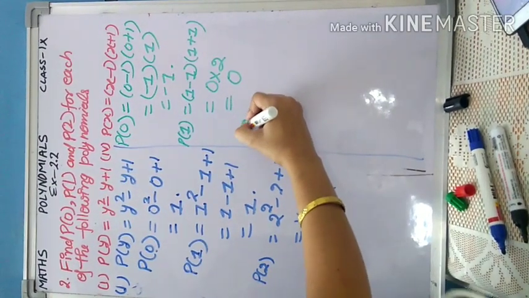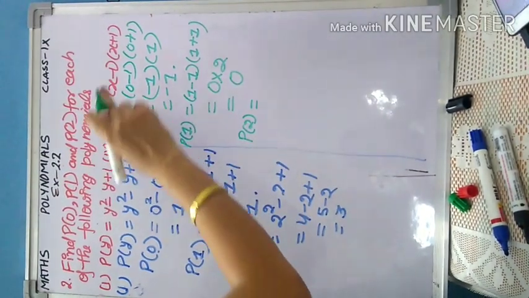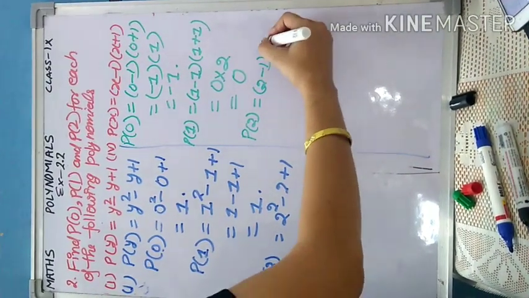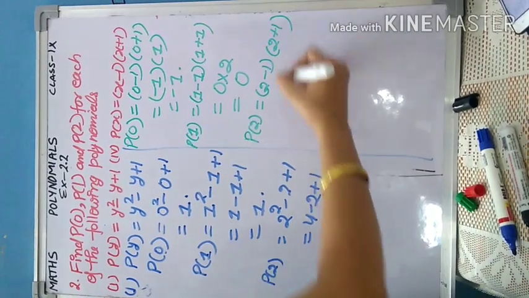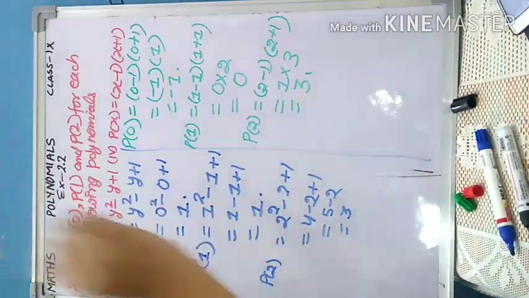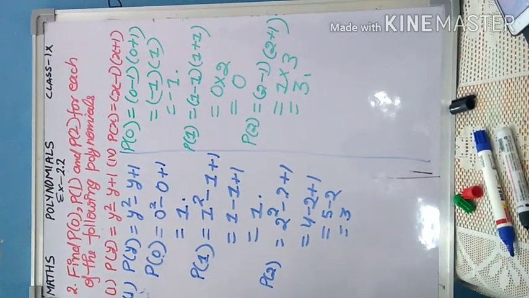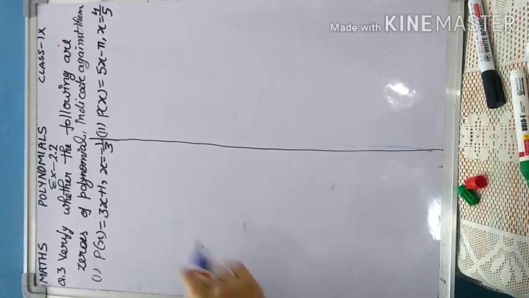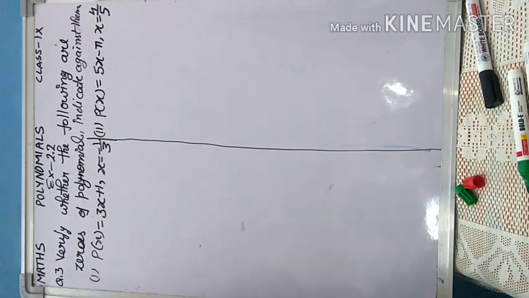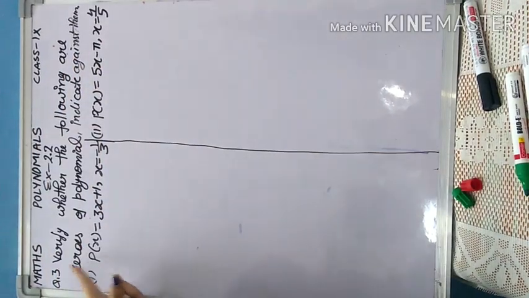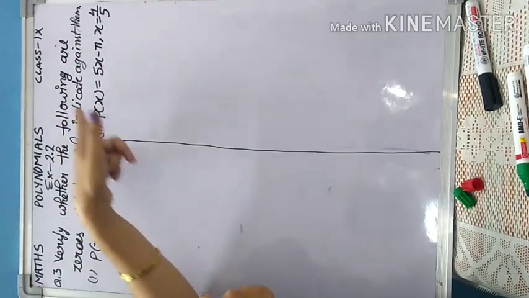What is P2? At the place of x, what is to be written? 2. Clear? That's all for the second question. Now let's see question number 3. Verify whether the following are zeros of the polynomial indicated against them.